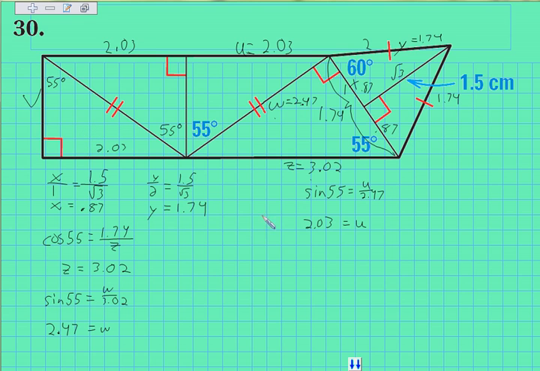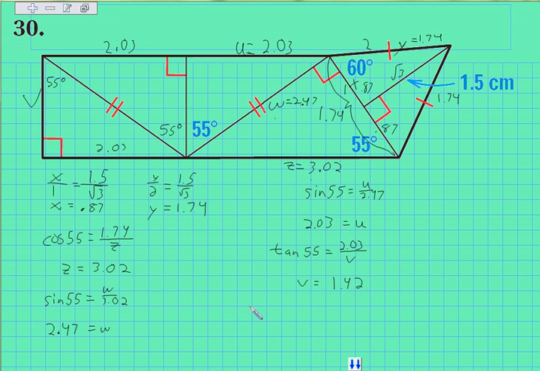Okay. And now I can solve for that, because I know that the tangent of 55 is equal to the opposite over the adjacent, 2.03 over V. And in this case, V ends up being 1.42.